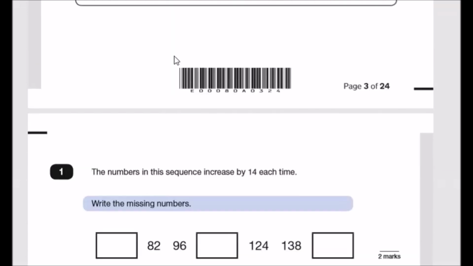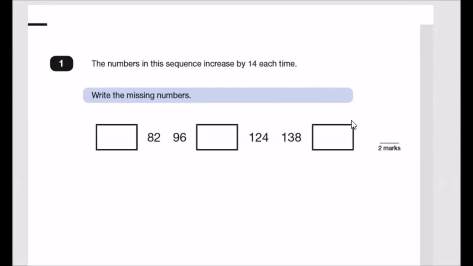So let's go. All right, number 1. So the numbers in the sequence increase by 14 each time. So write the missing numbers. Okay, so let's go from here. So you can see it's going up in 14s every time. That means this number also went up by 14. Or if you want to go backwards, you take away 14.